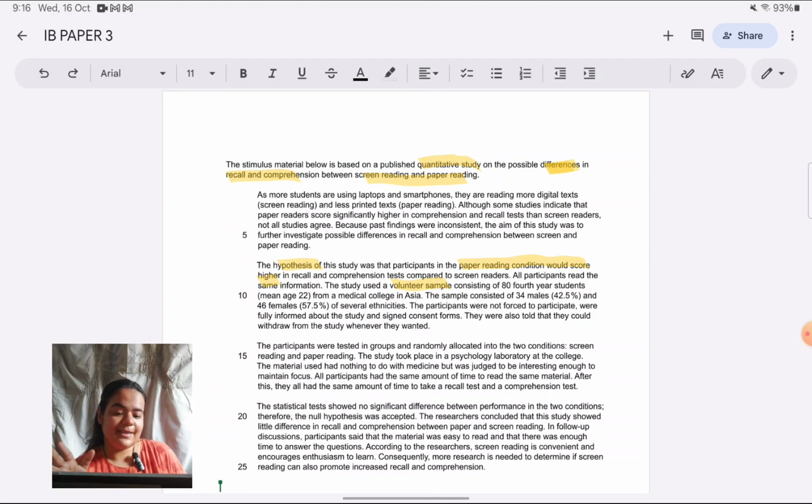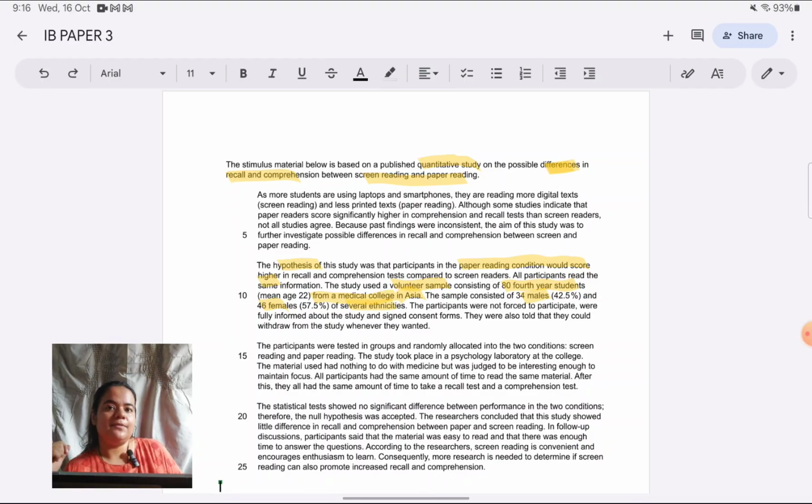A volunteer sample consisting of 80 fourth year students from a medical college in Asia. Very important to note where they are coming from and how they are coming, because it helps us to answer not only the sampling question, but also any question on bias and generalizability, which comes towards the ending 9 marker. These points are very useful. The sample consisted of 34 males and 46 females of several ethnicities.